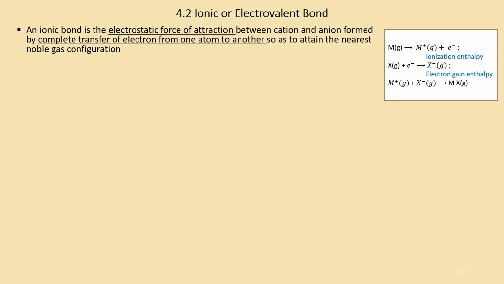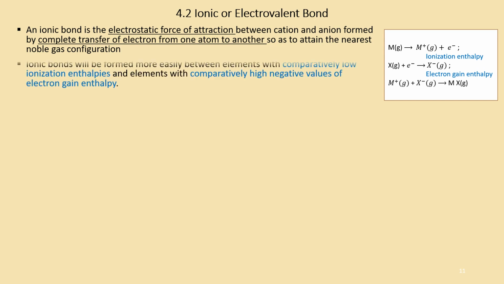Please note, the ionic bond is the electrostatic force of attraction between cations and anions formed by complete transfer of electron from one atom to another so as to attain the nearest noble gas configuration. Ionic bonds will be formed more easily between elements with comparatively low ionization enthalpies and elements with comparatively high negative values of electron gain enthalpy. That is, for easy formation of ionic bonds, there should be comparatively low ionization enthalpies and high negative values of electron gain enthalpy.